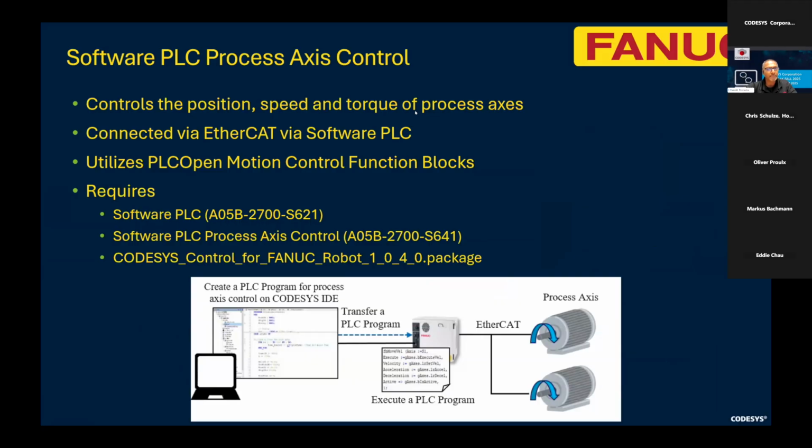FANUC robot controller, built-in Ethernet ports via EtherCAT soft motion within the CODESYS development system. This option utilizes the PLC open motion control function blocks and requires software PLC and process access control along with the CODESYS control package for FANUC robots. The operator panel can be installed optionally and is not required for process access control. That is, you can just use your process access control with the software PLC without an operator panel.